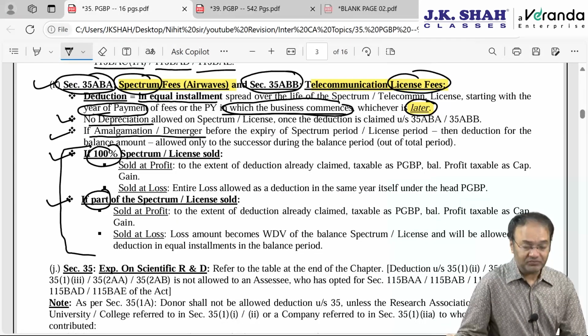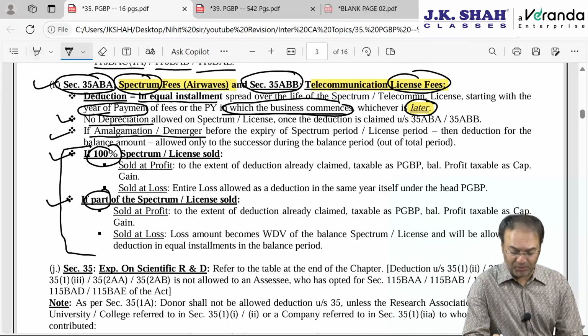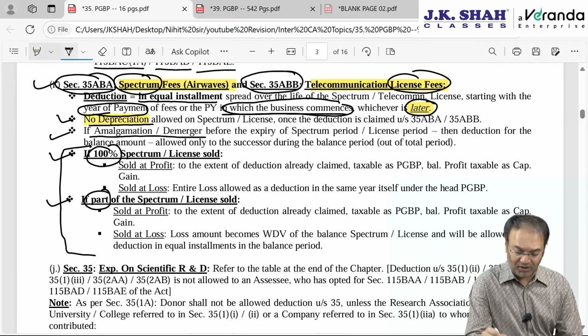On the other hand, depreciation will not be allowed. Just keep it in your mind. No depreciation will be allowed, and the treatment will be like this.